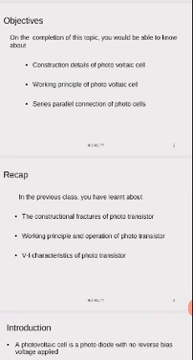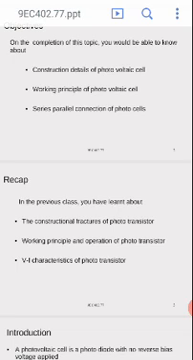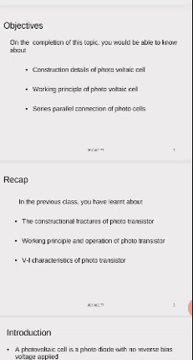So we discussed optocoupler in the last class, which is the photoelectronics device. And in previous classes also we had discussed phototransistors, photodiodes. All these topics we discussed in the last class.